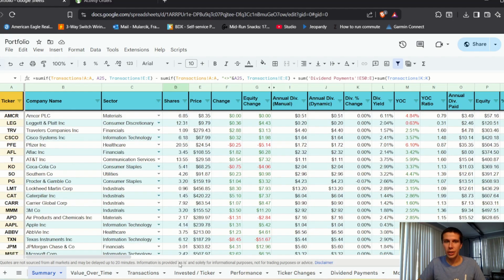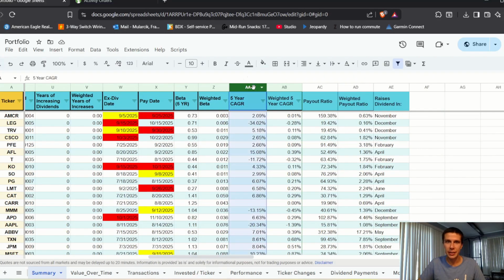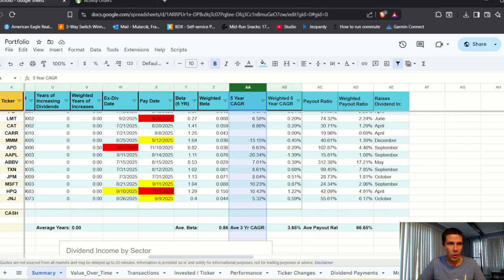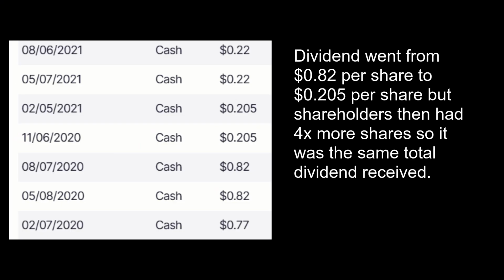And we'll take a look here at the dividend CAGRs in this column. We can see for Apple that the dividend CAGR over the last 5 years is listed at negative 20%. That's because of a 4-for-1 stock split that Apple did a few years ago. So the dividend data I'm getting is not split adjusted.